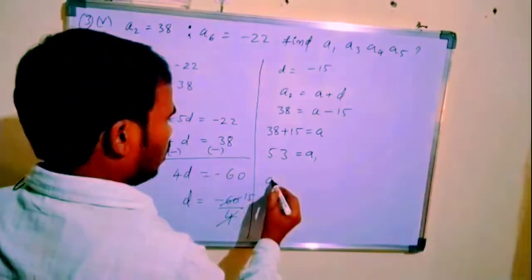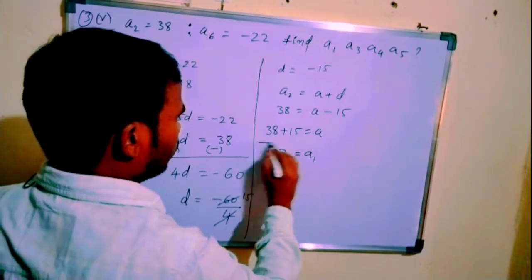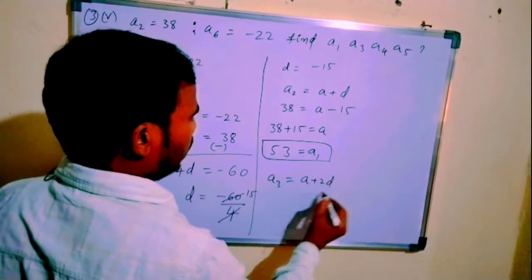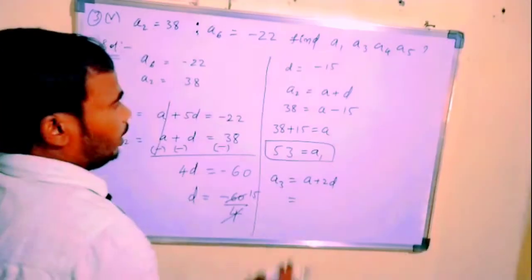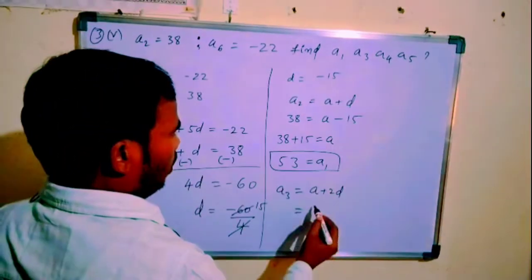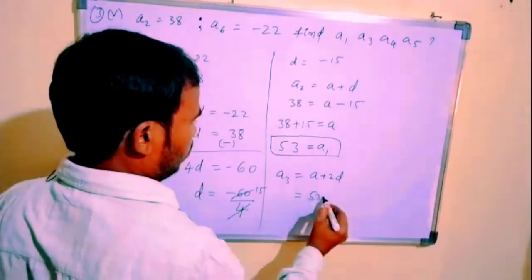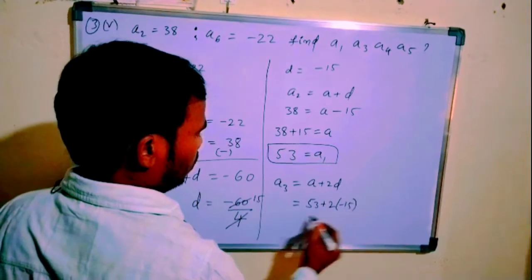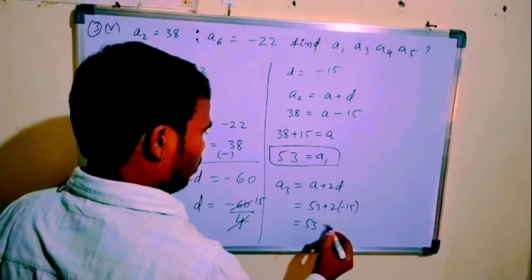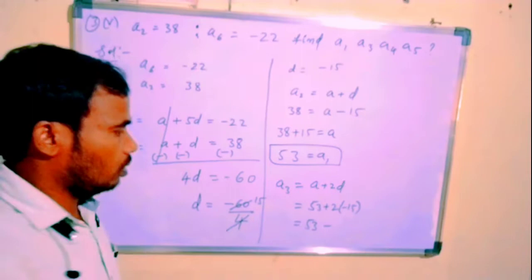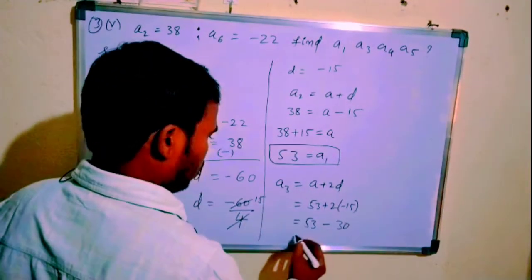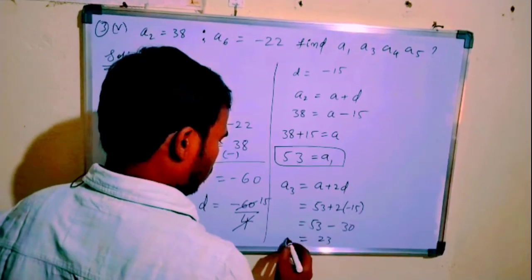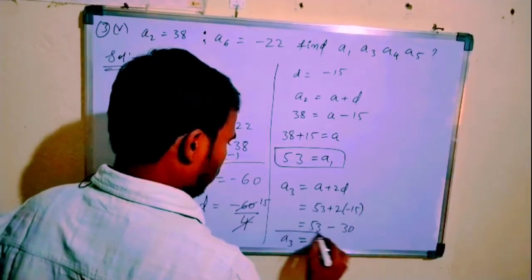How much is a3? a3 is equal to a plus 2d. So substitute. The a value is 53 plus 2 of d, which is minus 15. So 53 minus 2 into 15, which is 30. So 53 minus 30 is equal to 23. So that is the a3 value.